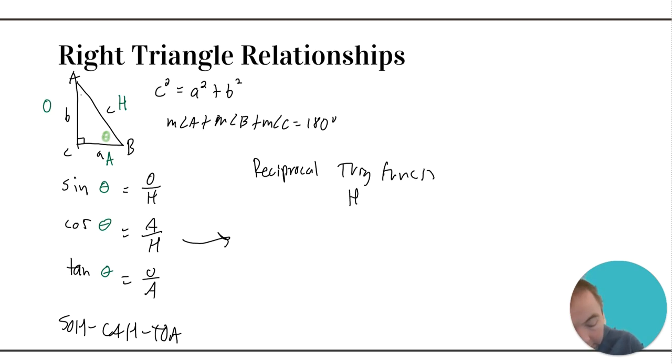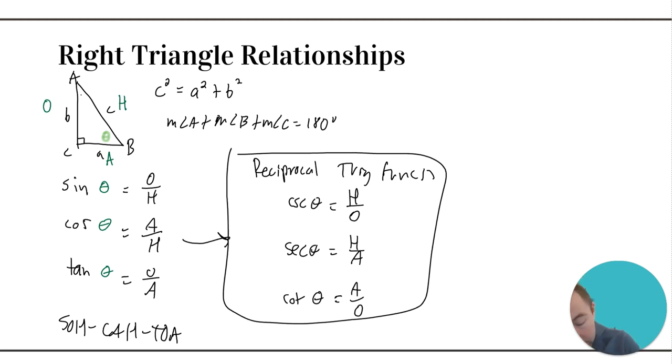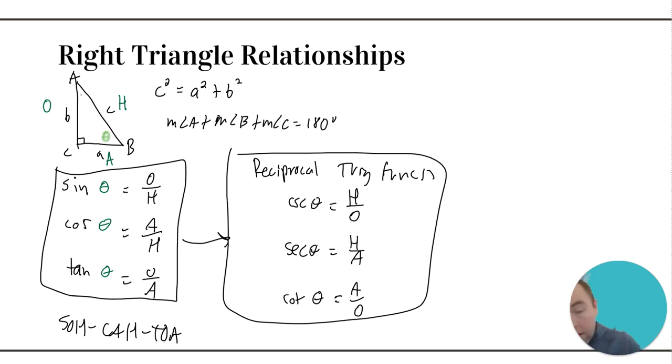So when we flip over sine and we get its reciprocal, it's hypotenuse over opposite, which we call the cosecant ratio. And then the secant ratio is the reciprocal of cosine, which is hypotenuse over adjacent. And then the tangent's reciprocal is cotangent, which is adjacent over opposite. And we get those reciprocal trig functions to those original three trig functions right there.